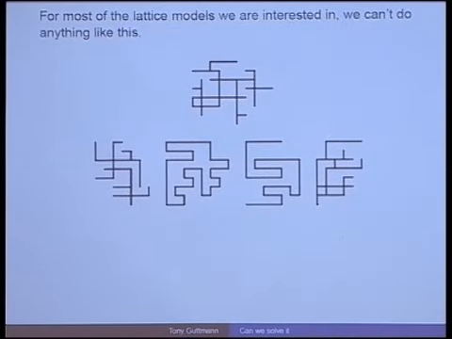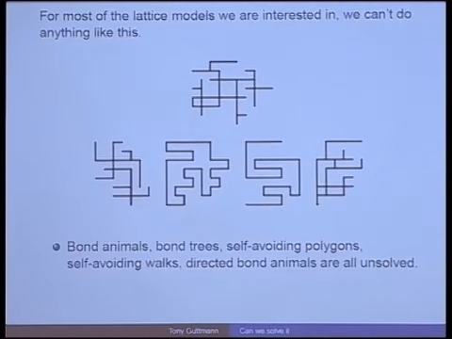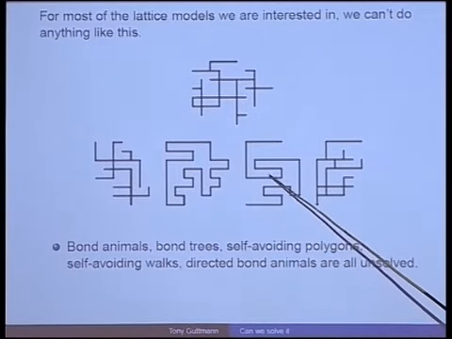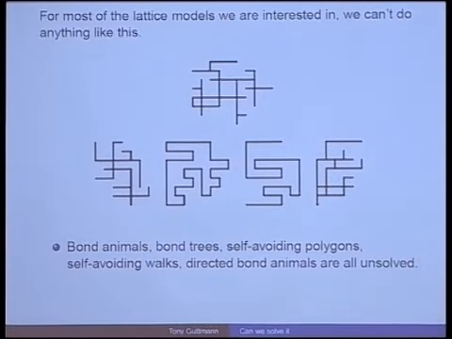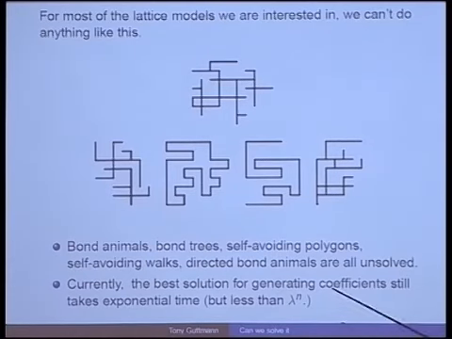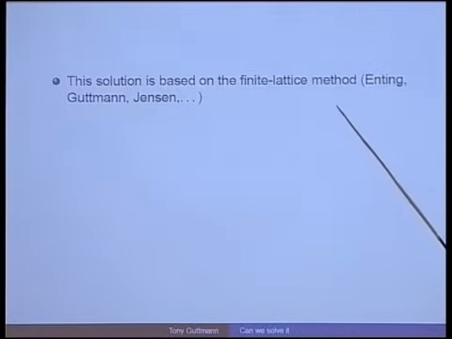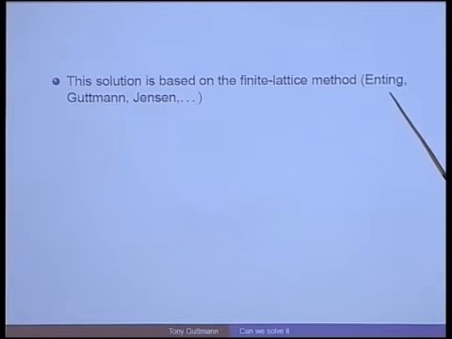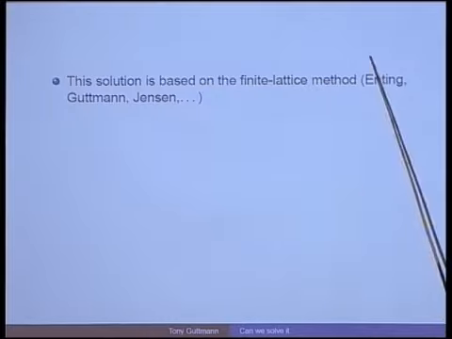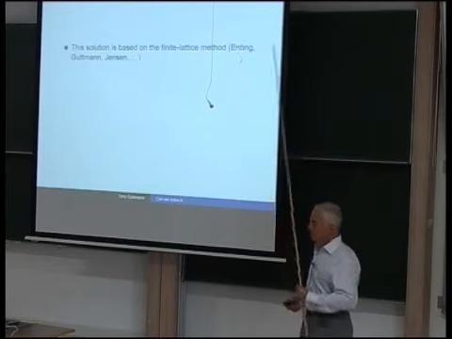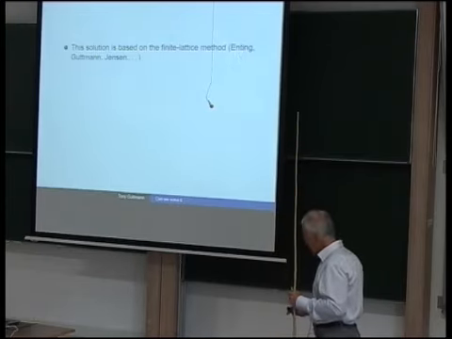For most of the lattice models we're interested in, we can't do anything like this. So here we've got bond animals, bond trees, self-avoiding polygons, self-avoiding walks, and directed bond animals. These are all unsolved. Currently, the best solution for generating coefficients of this class of model still takes exponential time, but less than lambda to the n. This solution is based on the so-called finite lattice method, which was first developed by Ian Enting, was subsequently refined in joint work by Ian Enting and me, and then me and Ivan Jensen, and now Ivan Jensen has sort of taken it over and keeps refining it more and more.